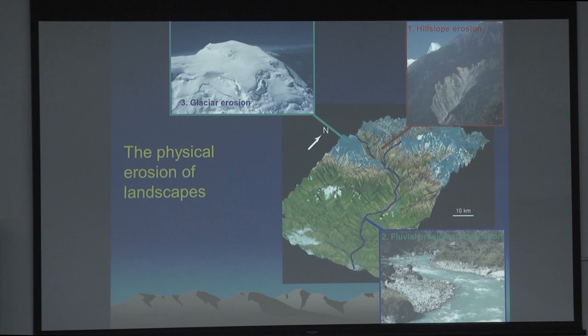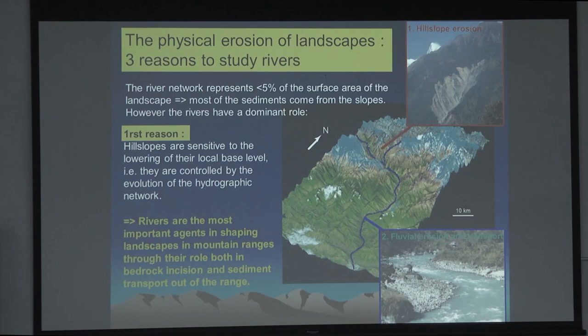So today, I will present mostly bedrock erosion by rivers. So why begin with the river? I consider that there are three reasons to study rivers in priority. First reason, the river network in terms of surface represents less than 5% of a map. If you consider the surface occupied by the fluvial network, it's less than 5% of the surface of your map. So you could consider, okay, it's a minor actor because it's not representing most of the map.